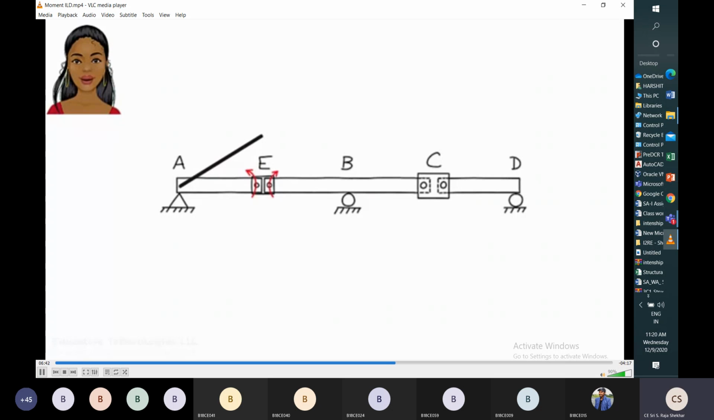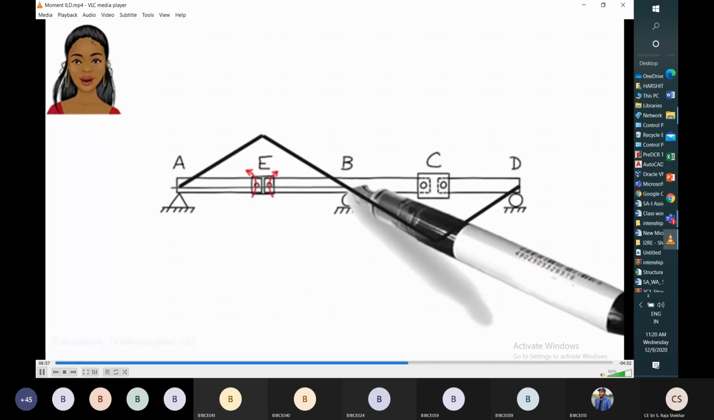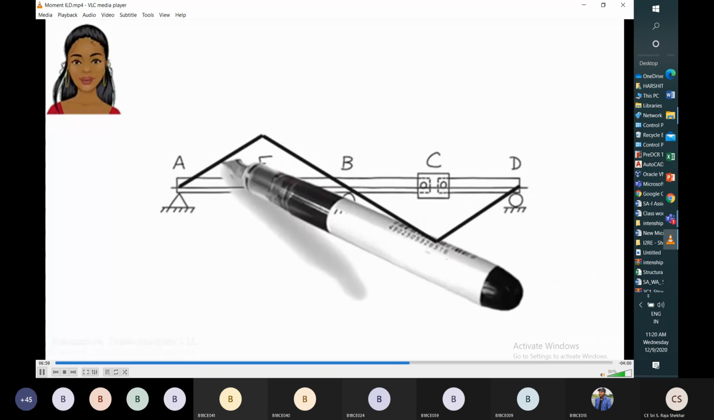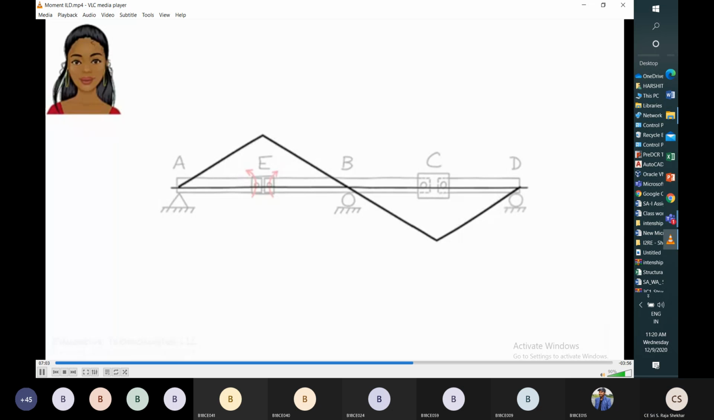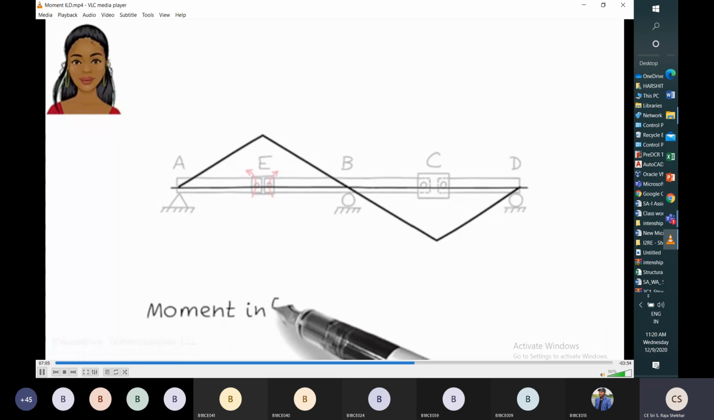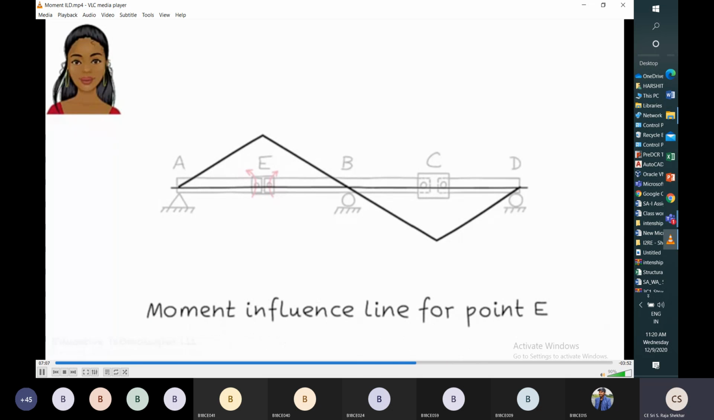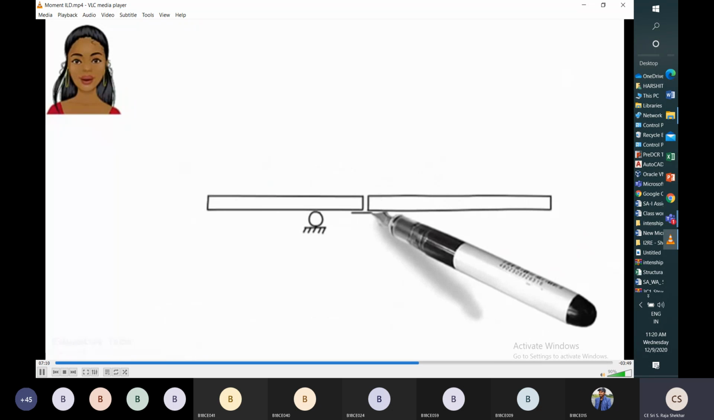For this beam, I want to calculate the moment influence line at E. So I've created a hinge here. I'm applying the positive moment at E. So this is a variation of the moment influence line for the section E, the moment at E, when the point load is moving.